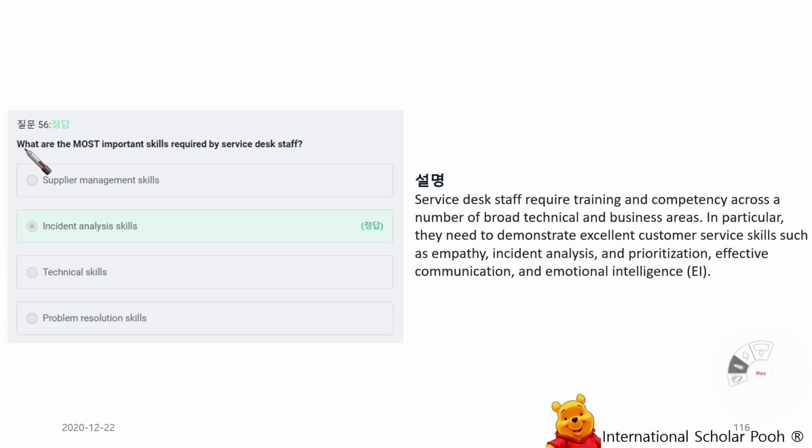What are the most important skills required by service desk staff? Incident analysis skills. Service desk staff require training and competency across a number of broad technical and business areas. In particular, they need to demonstrate excellent customer service skills such as empathy, incident analysis and prioritization, effective communication, and emotional intelligence.